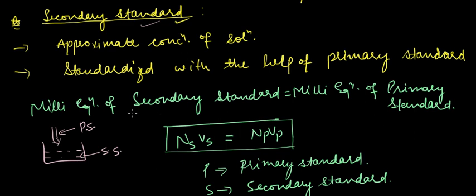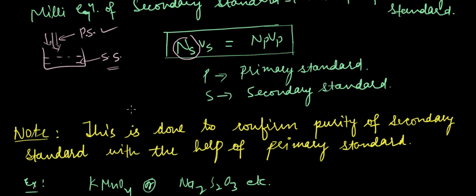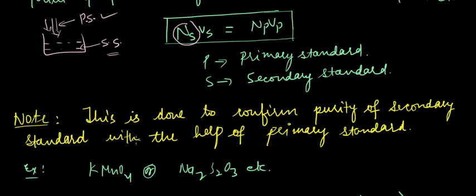Okay, so the milli equivalents of secondary standard should be equal to the milli equivalents of primary standard which are dropping off from the burette, because the concentration of primary standard we know, hence the concentration of secondary standard can be known from this formula. Okay, so this is done to confirm the purity of secondary standard with the help of primary standard. Okay, so examples of secondary standard can be KMnO4 and Na2S2O3.